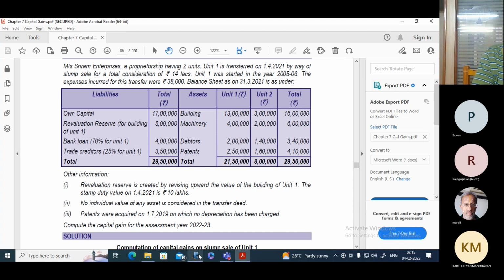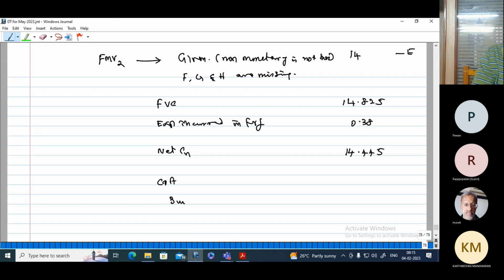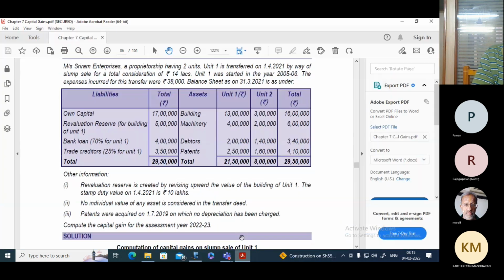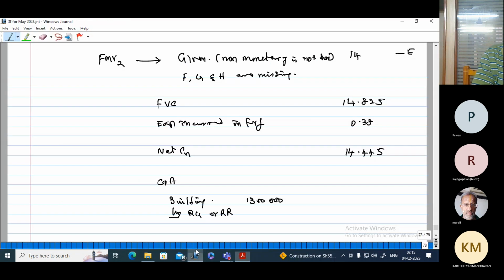Cost of acquisition. Building, 13 lakhs, less revaluation gain or revaluation reserve, fully related to the first asset only, 5 lakhs. So 8 lakhs.